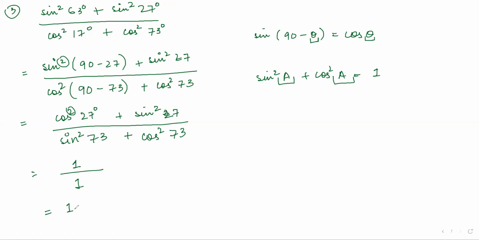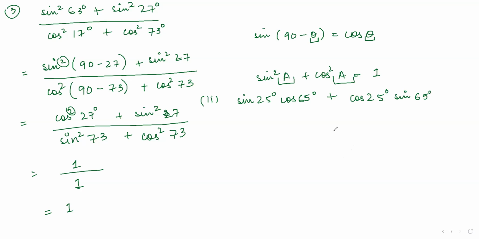Done, ma'am. Okay, done, Abdullah. Next, second part of this question. Yes, ma'am. Okay, the second part is this, that sine of 25 degree into cos of 65 degree plus cos of 25 degree into sine of 65 degree.